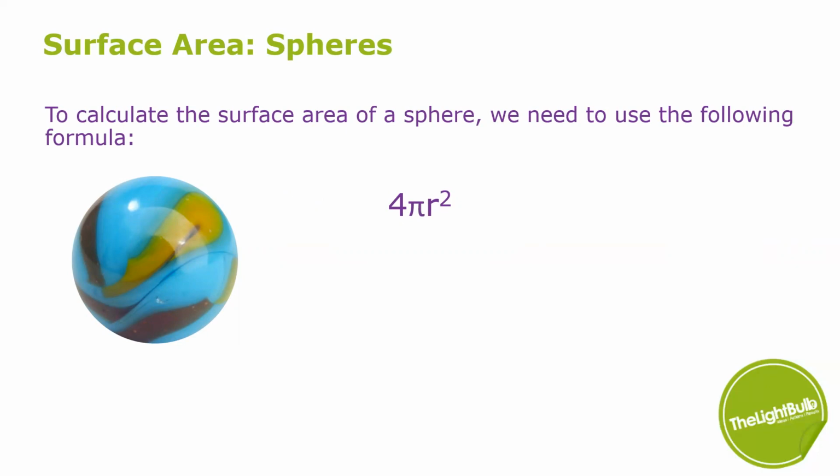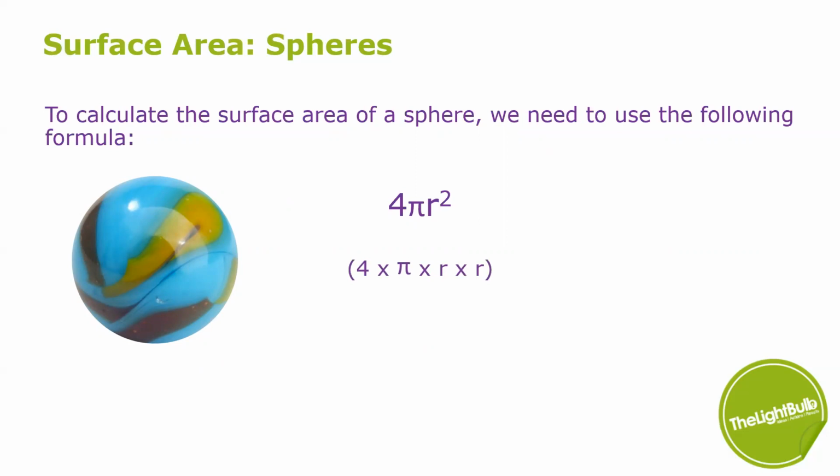Now, in all honesty, you could do pi r squared times 4. It doesn't really matter which way around you do it. But the way it's written, 4 pi r squared is there in front of us. And again, this is one of those formulas that you will be given in the exam, so you don't need to remember it. You just need to have the confidence with how to read it through and work it through. What this means, of course, is 4 times pi times radius times radius.